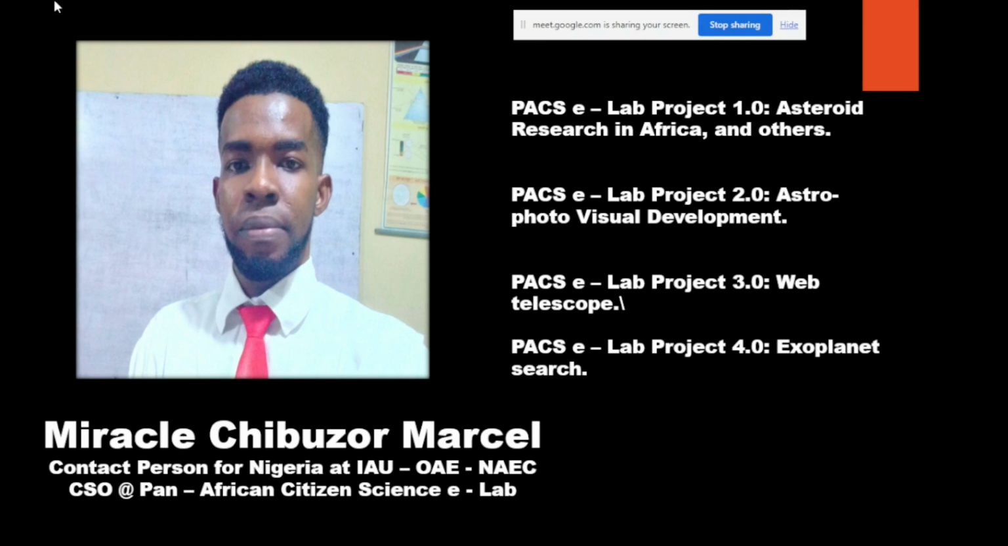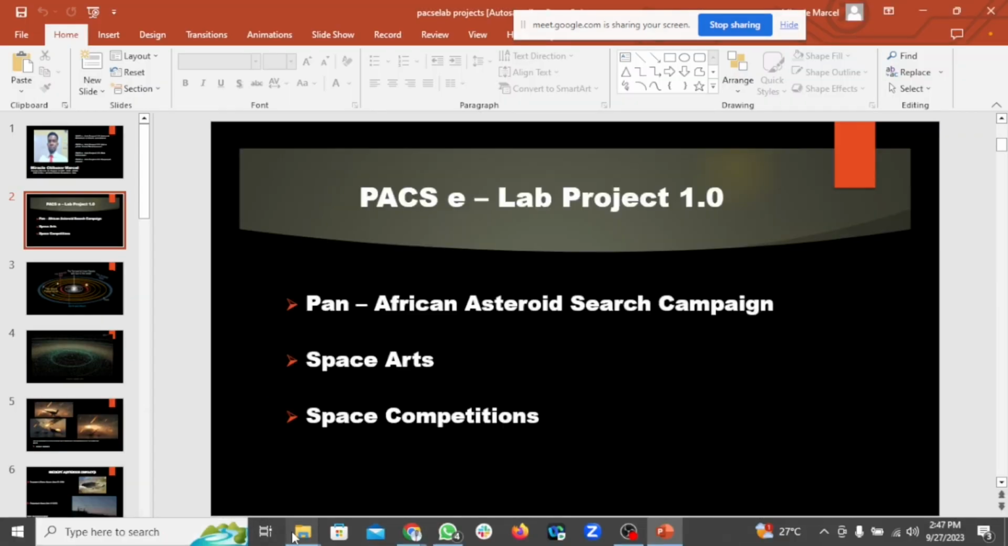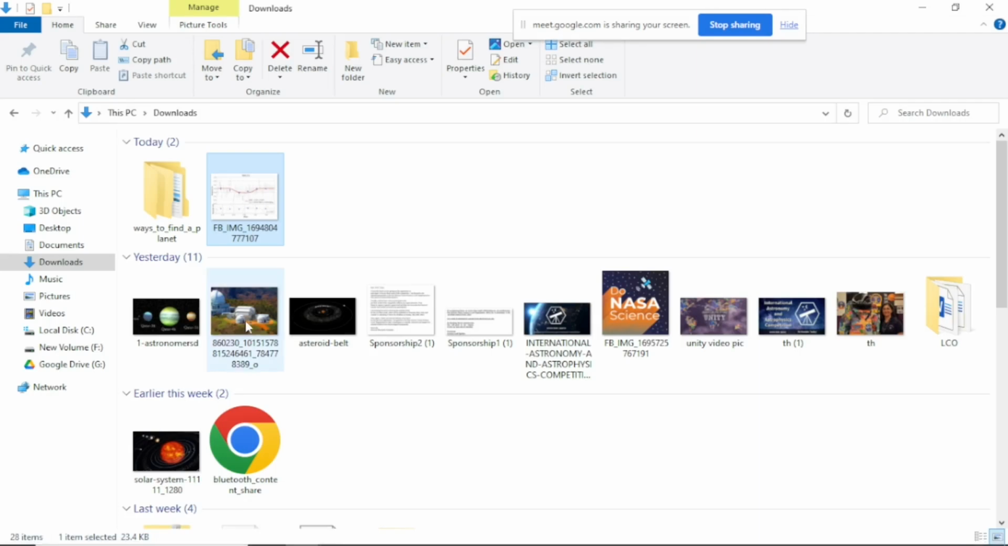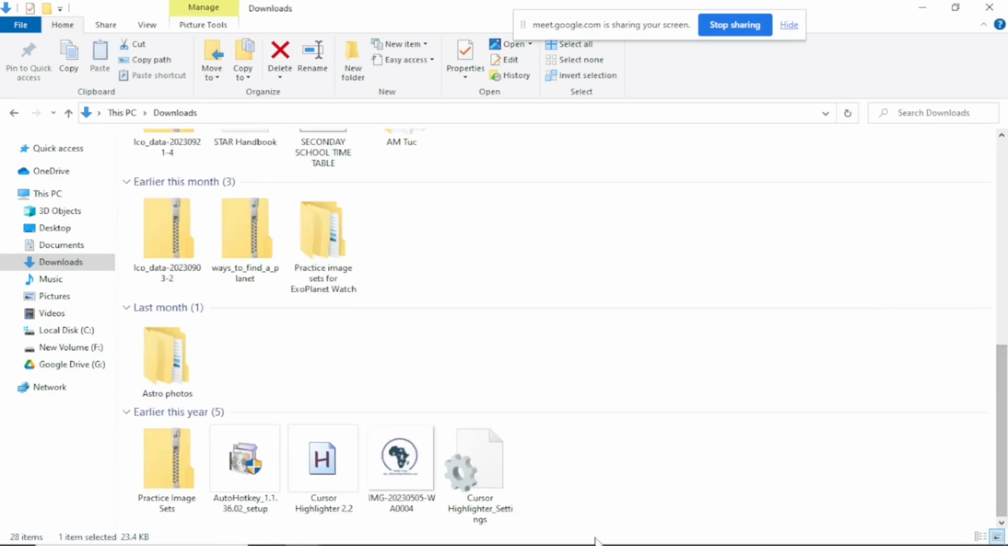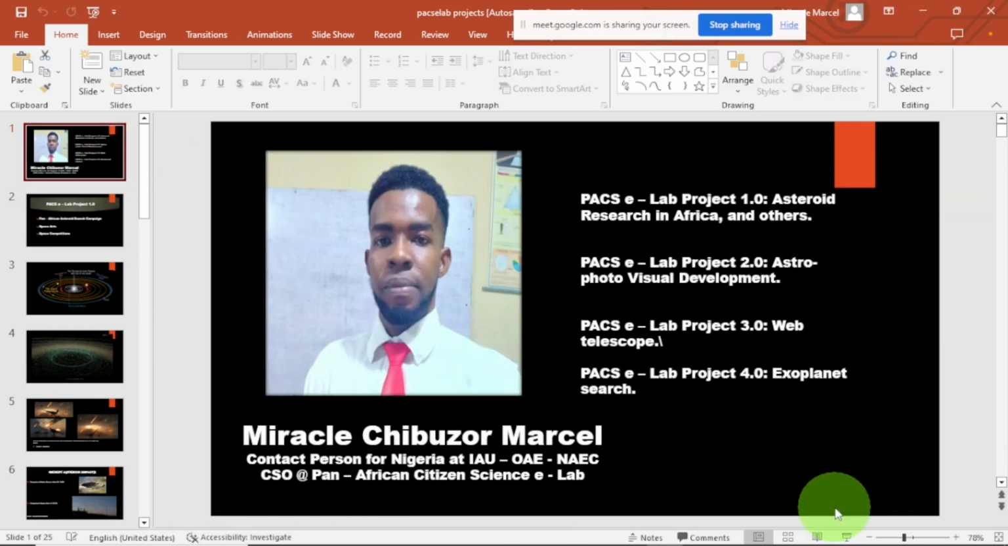Let me generate my mouse halo so that I can see where I'm pointing to. All right.